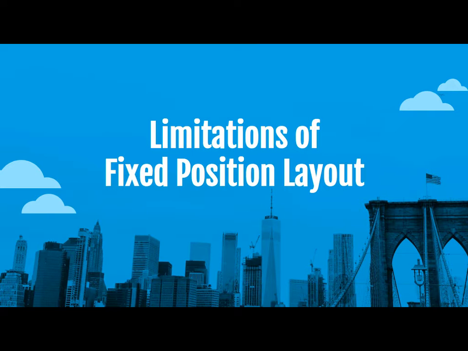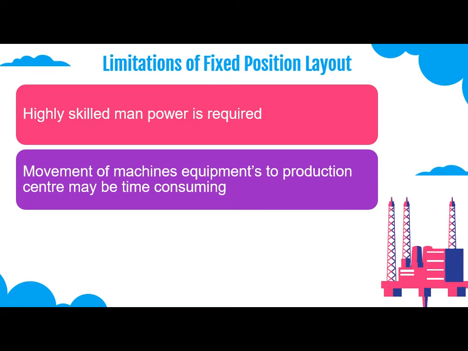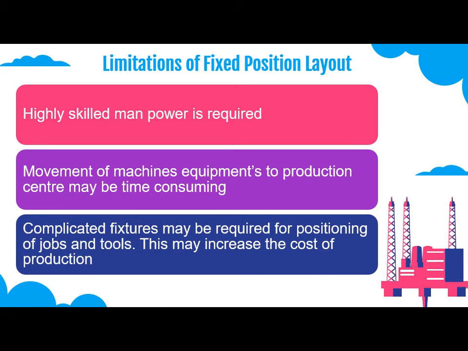Now we will see the limitations of fixed position layout. Highly skilled manpower is required. Movement of machineries and equipment to the production center may be time consuming. Complicated fixtures may be required for positioning of jobs and tools. This may increase the cost of the overall production. So these are the limitations of fixed position layout.